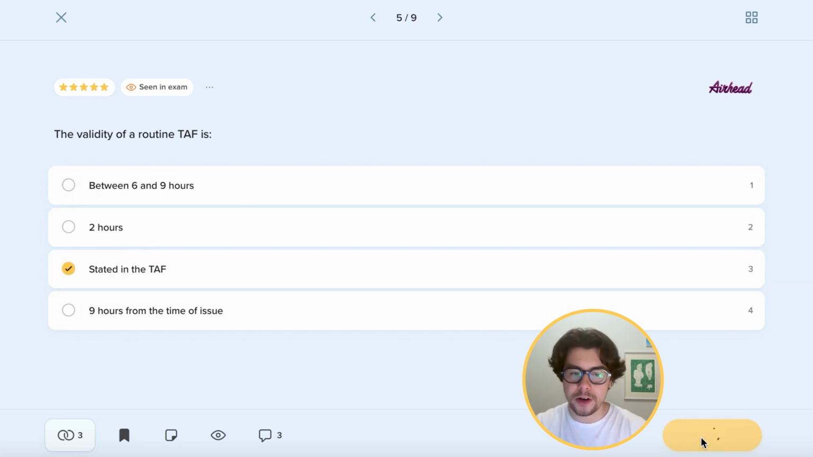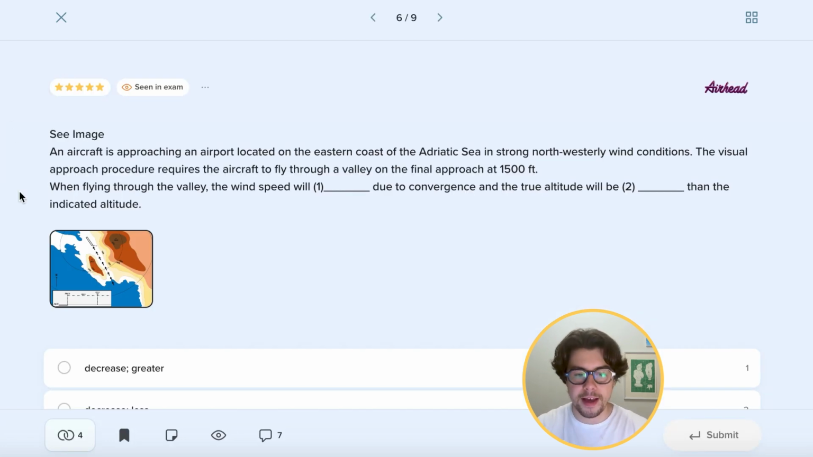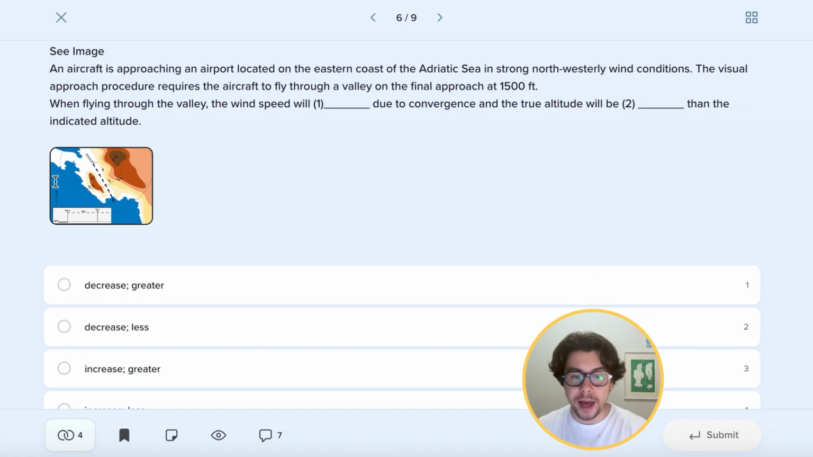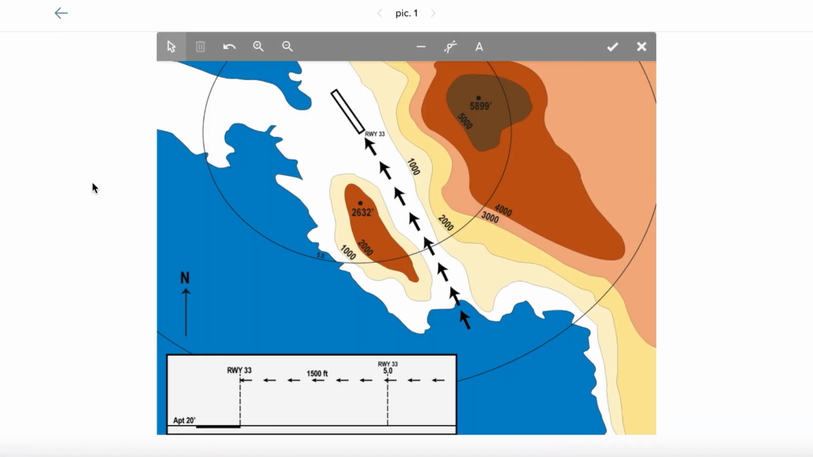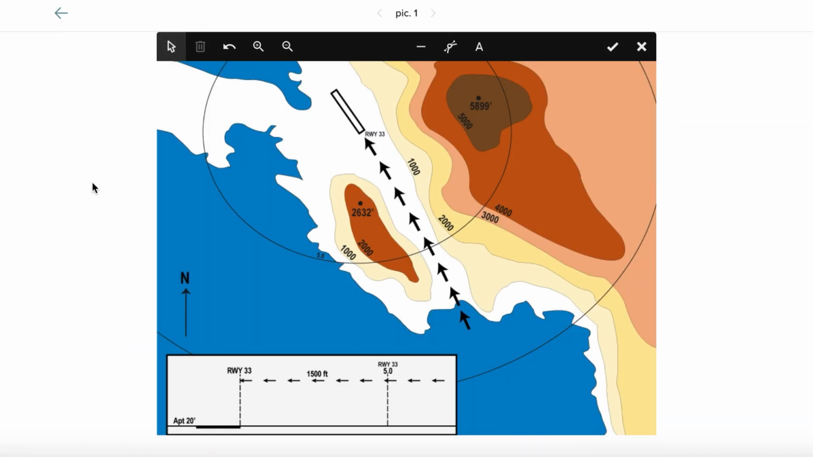And here is another question, and this question asks us about the Venturi effect, flying through the valley. So what will happen when we're flying through the valley? And this is the image for you to see. As you're flying between the two mountains into the valley, just like in principles of flight, the Venturi effect will take place here.